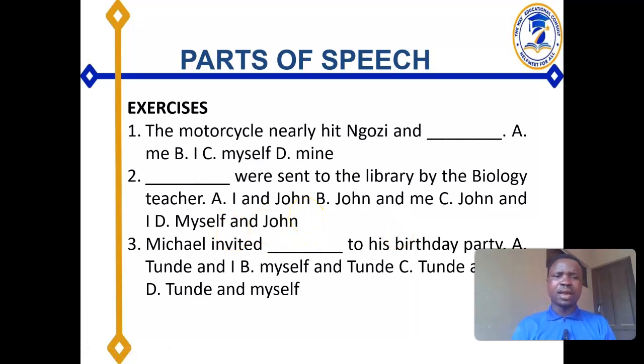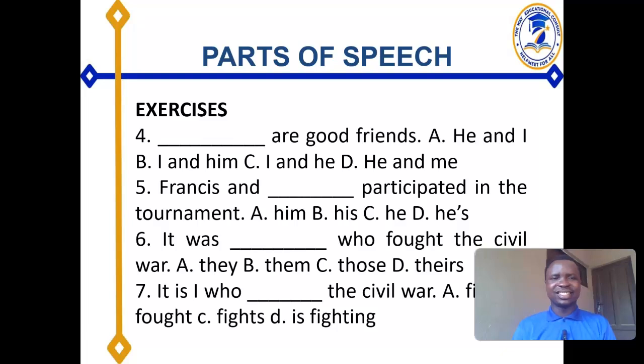Look at this one too. "Michael invited dash to his birthday party." What is the verb of that sentence? To start with, that is "invited", right? So you are looking for the objective case because it comes after "invited", which is the verb. So which one has "me" in the options? In fact, it's just clear. That is option C. "Tunde and me." That one does not give you problem. You don't have "me and Tunde", "Tunde and I", and "I and Tunde". That is clearly written there.